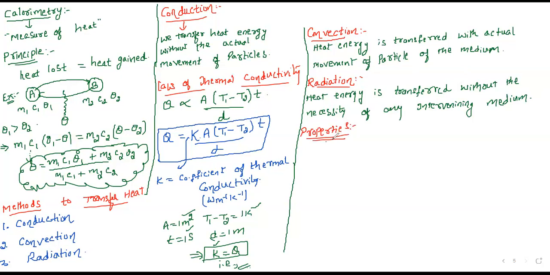What are the properties of radiation? Please remember, students, in the case of the properties of radiation, it travels along a straight line with the speed of light. Radiation travels along a straight line with the speed of light. And please remember, it can travel in vacuum.